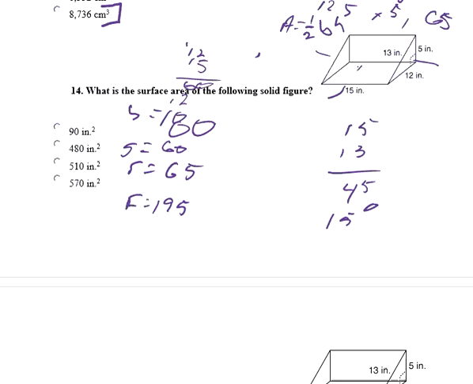60 and 65 is 125. 125 and 180 is 205. So I'm going to write that right here, 205. And now 5 and 5 is 0, carry a 1. 9 and 1 is 0, carry a 1. I get 400. And it's not an answer choice. What did we do wrong?